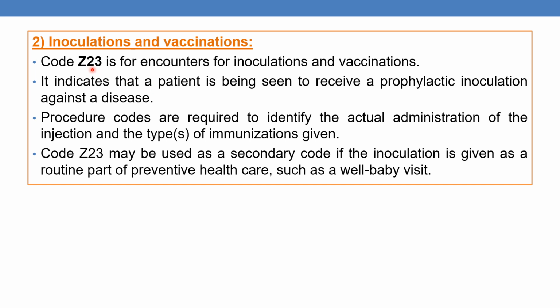Whenever we are coding vaccines that we have discussed in the medicine chapter, you need to code two codes, one for administration and the other is the product code. So the procedure codes are required to identify actual administration of the injection and the type of immunizations given. And code Z23 may be used as secondary diagnosis if the inoculation is given as a routine part of preventive health care such as well baby visit. Here the PDX would be well child visit, then followed by Z23.